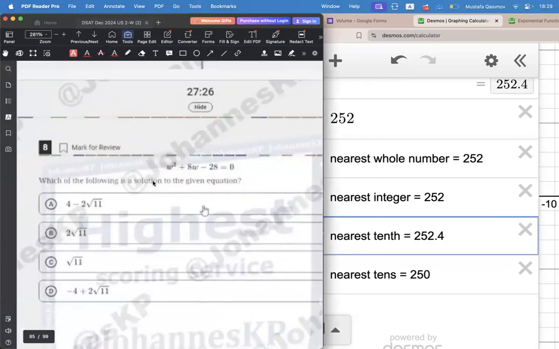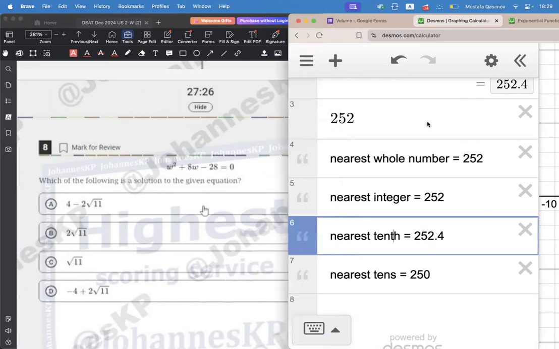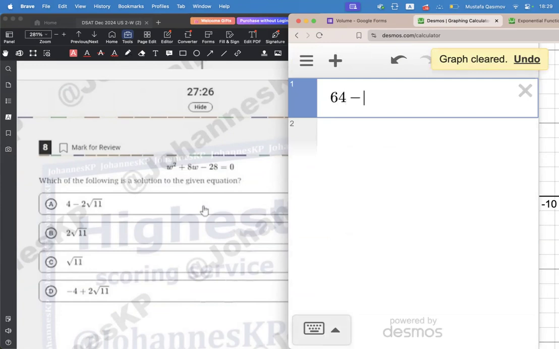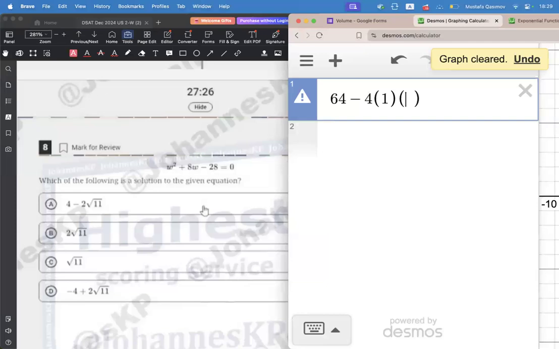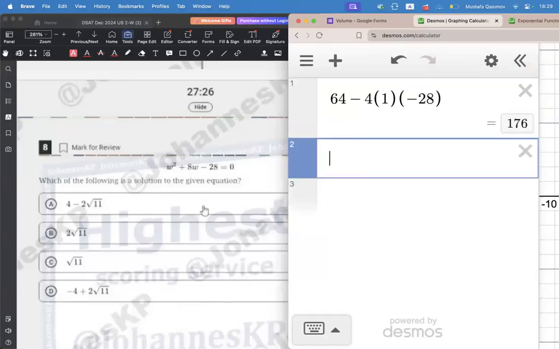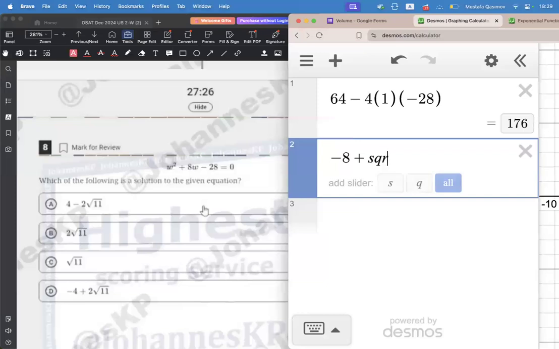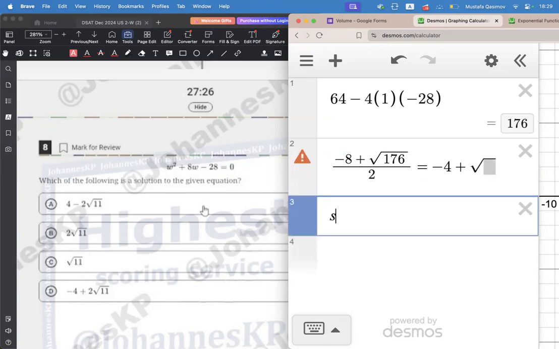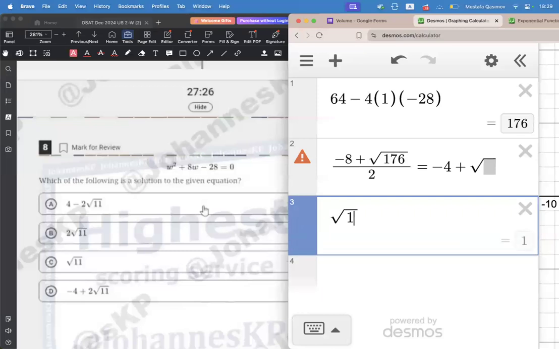Which of the following is a solution to the given equation? You can use the discriminant, you can use decimals. Let's use the discriminant. The discriminant is equal to 64 minus 4ac, 1 at negative 28, which is 176. Negative b, negative 8, plus the square root of 176, over 2. It is equal to negative 4 plus the square root of 176 divided by 2, it will be like this.